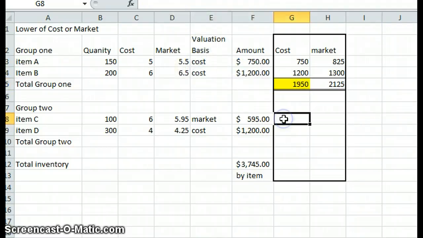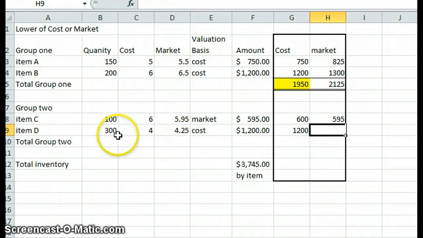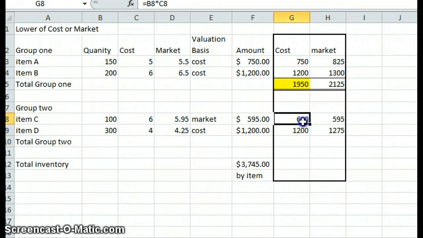I'm going to highlight that with a yellow button. Then we're going to come down here, we're going to do the same thing for group 2 and see how we value group 2. So first I'm going to figure out the total cost for the group by multiplying quantity times cost. And again, I'll copy that formula down for each item. And then I'm going to figure out what my market value is. So 100 times 5.95. And I'm going to compare it to 300 times 4 1/4. And then I'm going to add the two groups again.